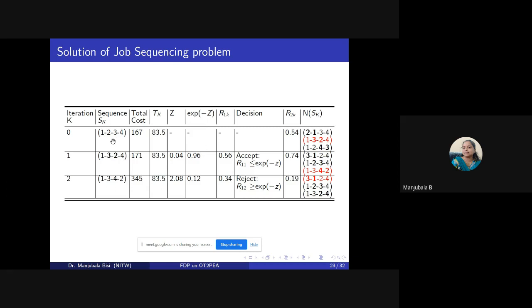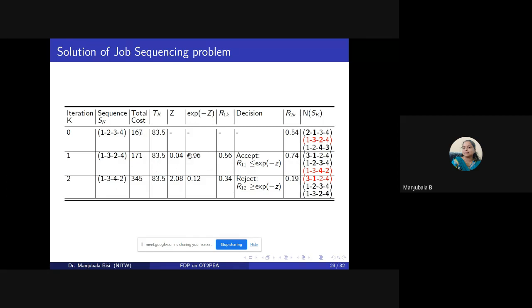So here, this is the initial solution. Now I have generated 0.54, so the second solution I am selecting randomly. So this is 1, 3, 2, 4 now. Again for this sequence, you can calculate the total cost. From the given example, you will get 171. This is a minimization problem, so 171 is greater than 167. So this is not a better solution.